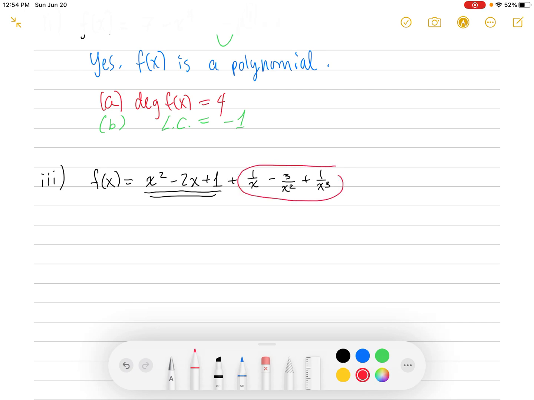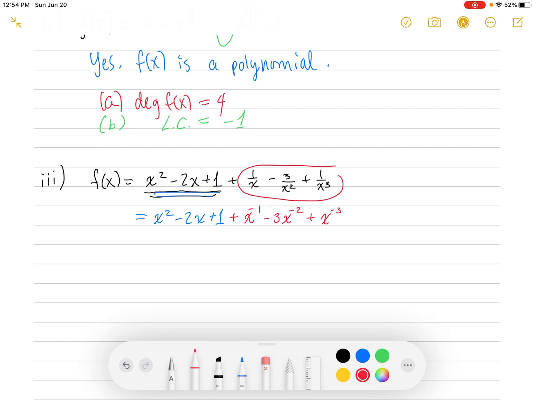You could actually rewrite this as x squared minus 2x plus 1. Then continue plus, and if you ever had an algebra course, you would know that you can rewrite 1 over x as x to the minus 1 power. And the minus 3 over x squared, you could write as minus 3 times x to the -2. And 1 over x cubed, you could write as plus x to the minus 3.